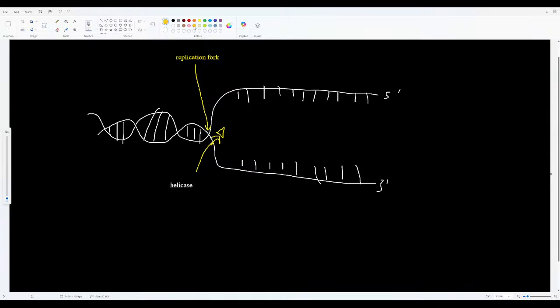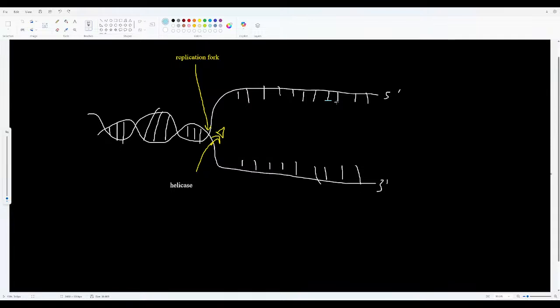So this primer, let's make it orange, is added, right? And actually, let's not do orange, let's do blue. So this primer is added by an enzyme known as a primase. So primer, primase, primase adds a primer, right? These primers are going to be made of RNA, right? So later they're going to have to be removed, right?